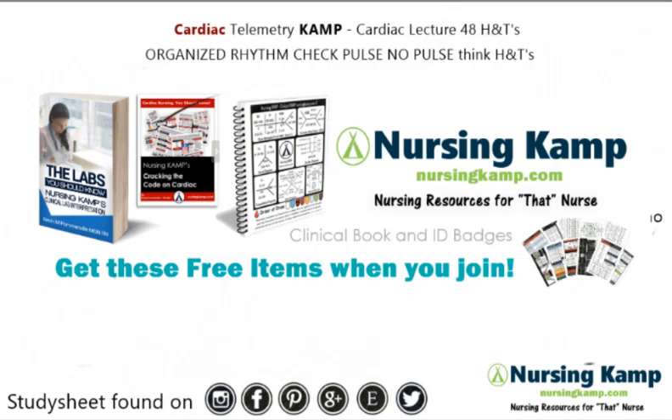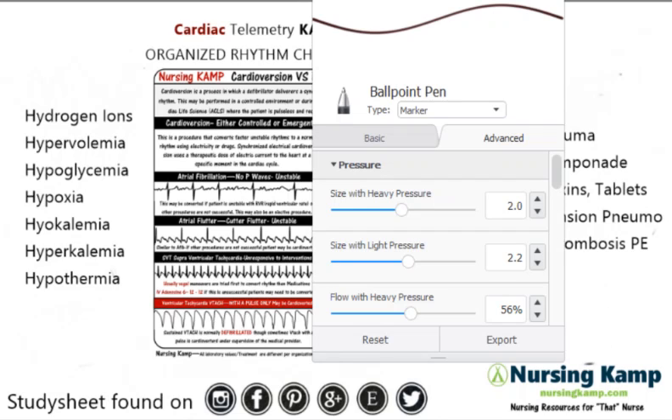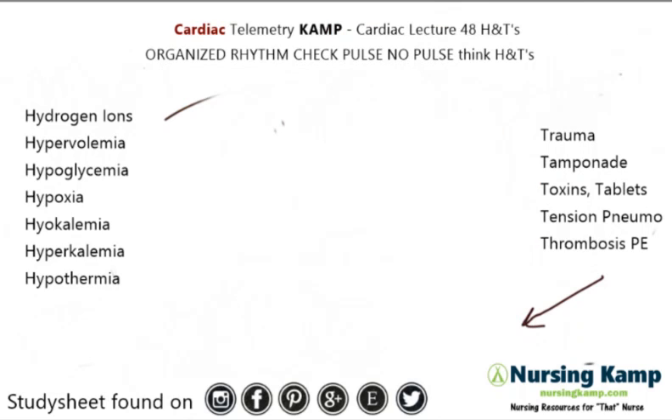Today's focus is on cardiac telemetry camp and cardiac lecture number 48, H's and T's. What is it? Well, when there's an organized rhythm check and you check for a pulse and there's no pulse, think the H's and T's. From my sticky note found on Nursing Camp, Facebook, Instagram, Pinterest, where you can download it here. And what I'm talking about is from this sticky note, the H's and T's. All right, so let's talk about them.